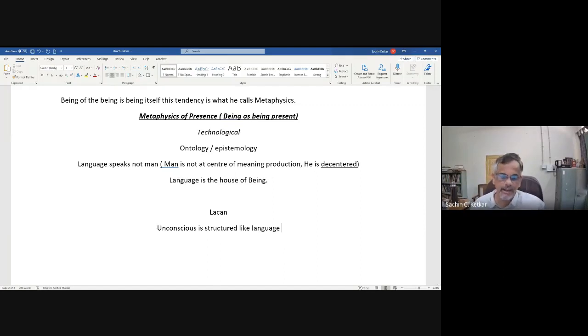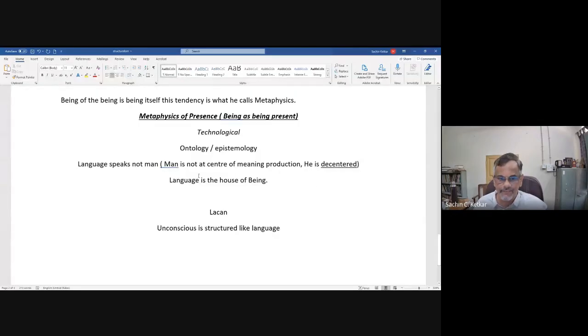Unconscious is structured like language. Your subjectivities have the structure of language. Unconscious and language are the same. Dreams are the paroles. Right? That's what he's saying. And he's also saying that the self, the human subject, is decentered. There is a decentering of the human self that you find here.